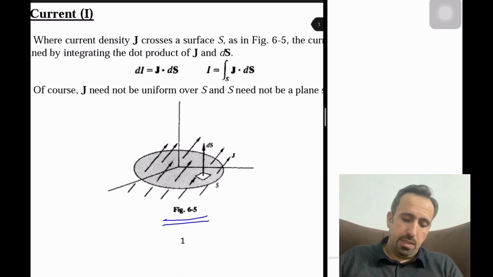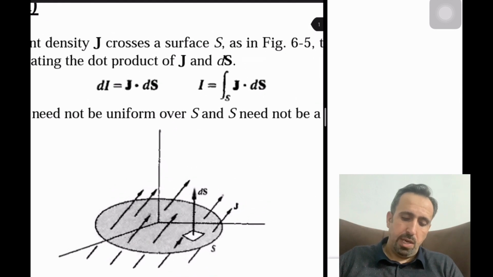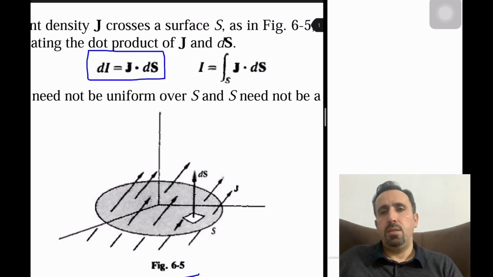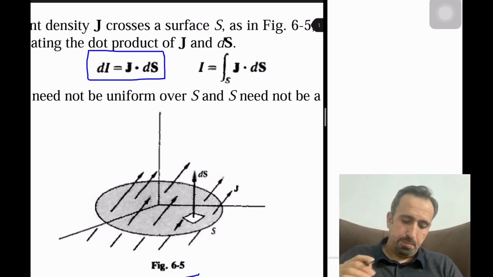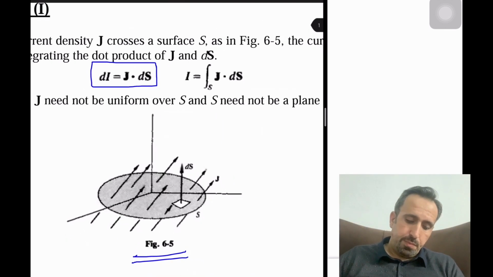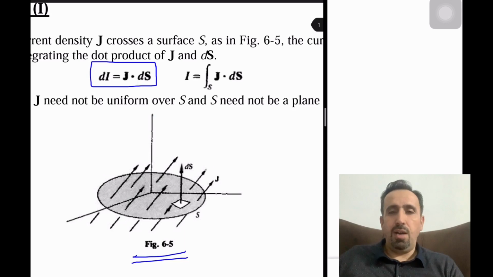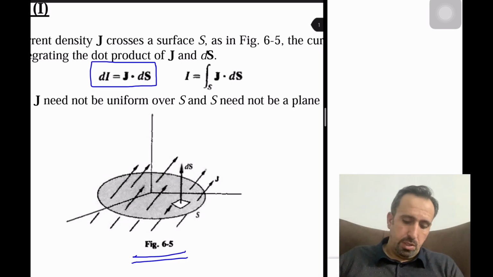But as a formula, if you look at how current is calculated, the differential current will be equal to the dot product J dot dS. If you want the current itself from the differential current, you have to integrate both sides of this equation, and sure, the integration will be over this whole cross-section area.